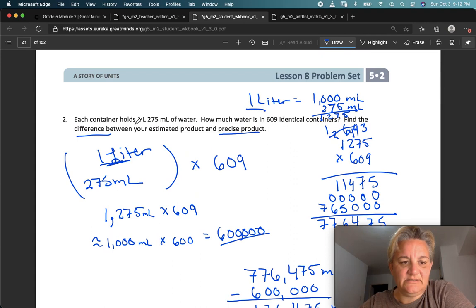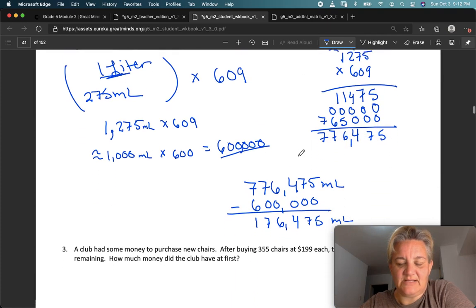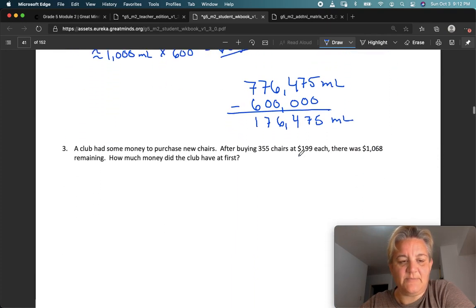Each container holds 1 liter, 275 milliliters of water. How much water is in 609 identical containers? Find the difference between your estimated product and your precise product. There it is.